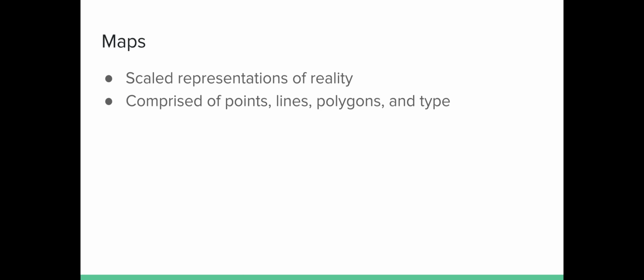Now, maps themselves, it might be good to define them. And the best way, I think, to define them is that they're scaled representations of reality. Okay? Scale, talked about a little bit last week in terms of data, and we'll talk more about this as we go on. But what scale is, and again, the main idea, is that it's a ratio between how big something is in reality compared to how big it is on the map itself. All right, so that's the scale component.